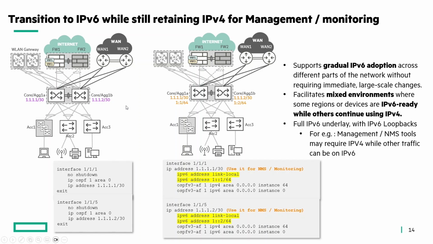So to my left, I have two examples here. So here is an IPv4 only network. This is being transitioned to an IPv6 underlay network, whereas the IPv4 would be used for monitoring or NMS tools. This supports phased migration where parts of the network or certain devices move to IPv6 while legacy systems continue operating on IPv4. So this helps in reducing any operational risks and minimizes the impact of immediate changes.